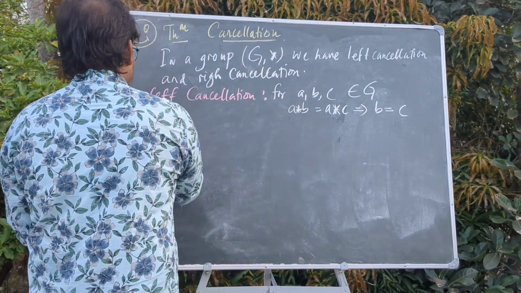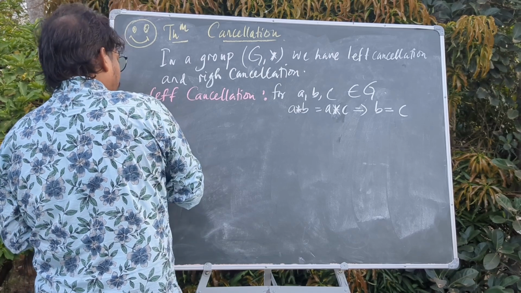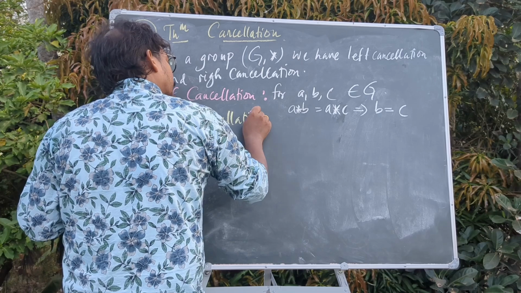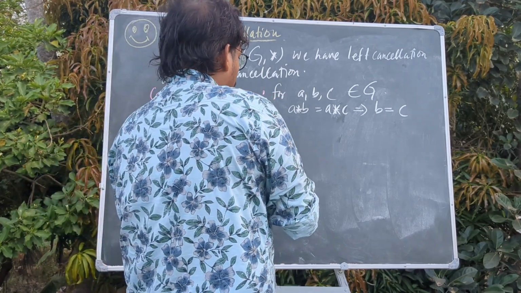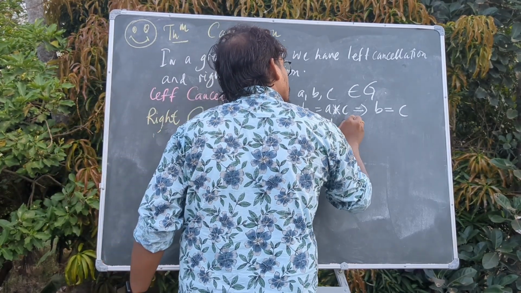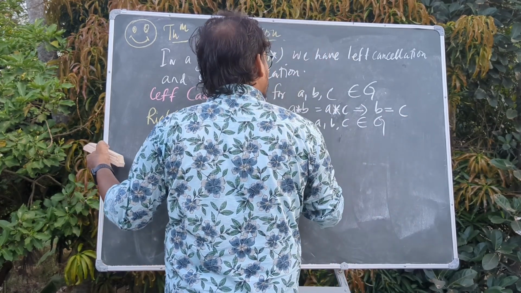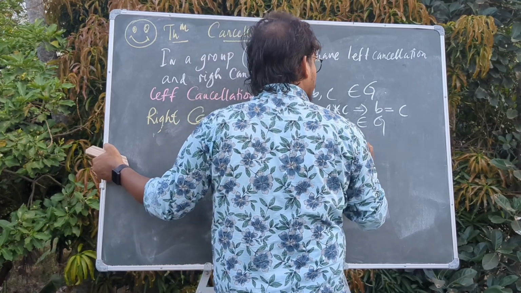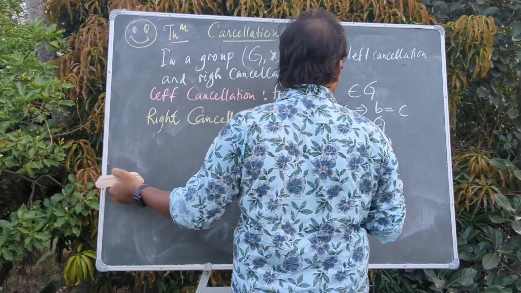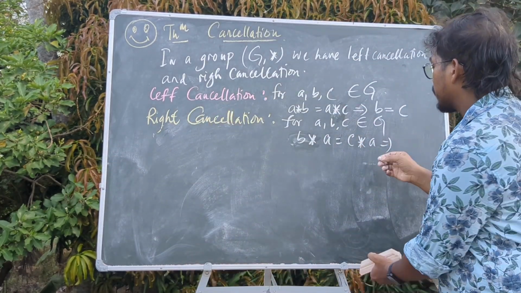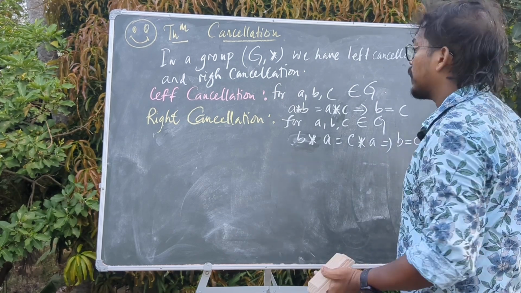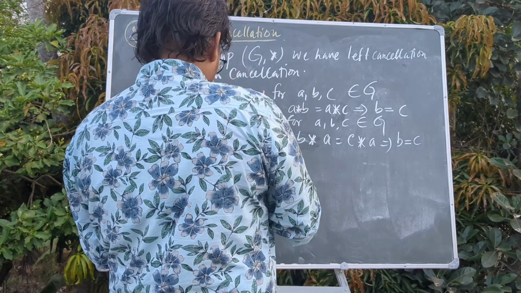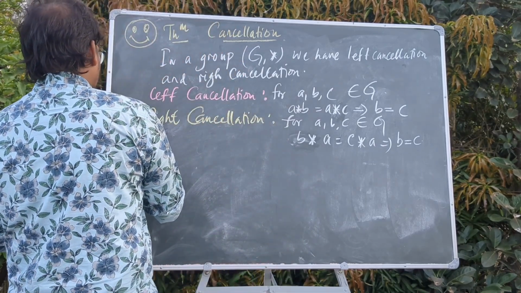And what is right cancellation? Same thing, we can cancel from the right side. For a, b, c, if we have b * a is the same as c * a, then I can cancel a from the right sides and b equals c. And this cancellation property holds in any group. We'll prove this.